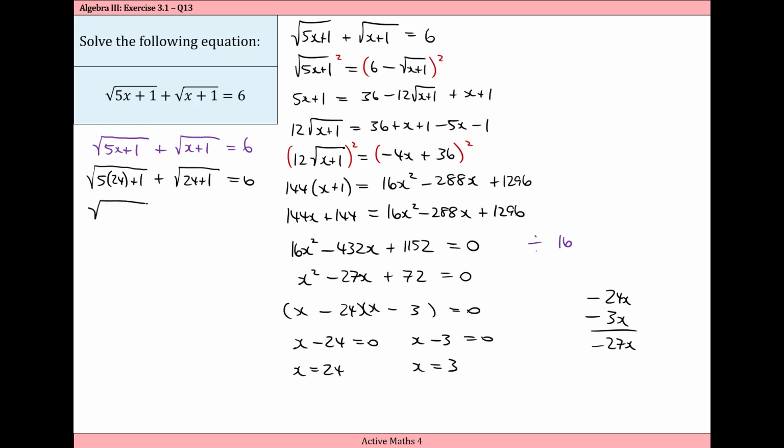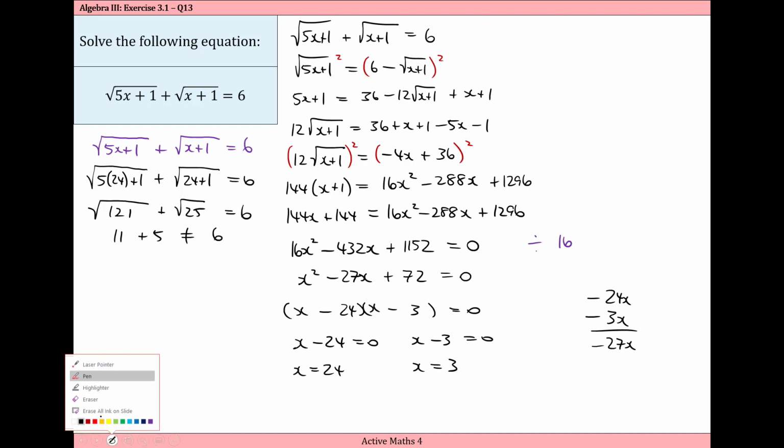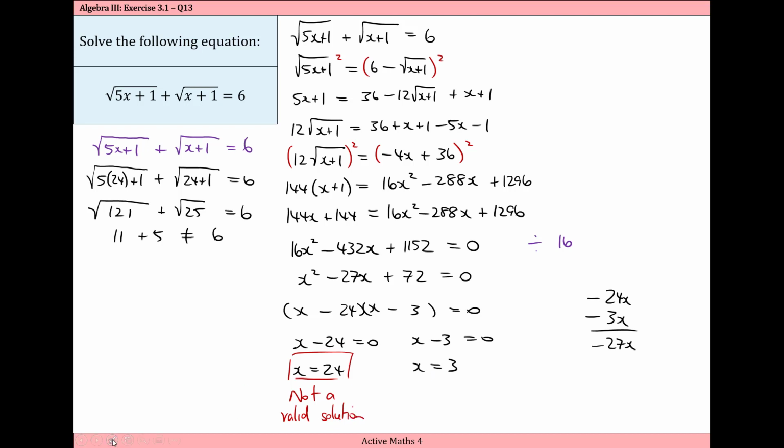So this is the root of 5 times 24 is 120 plus 1 is 121 plus the root of 25. We're going to see if this is equal to 6. The root of 121 is 11, the root of 25 is 5, and 11 plus 5 is not equal to 6. And so x equal to 24 is not a valid solution. So we go ahead and test x equals 3.